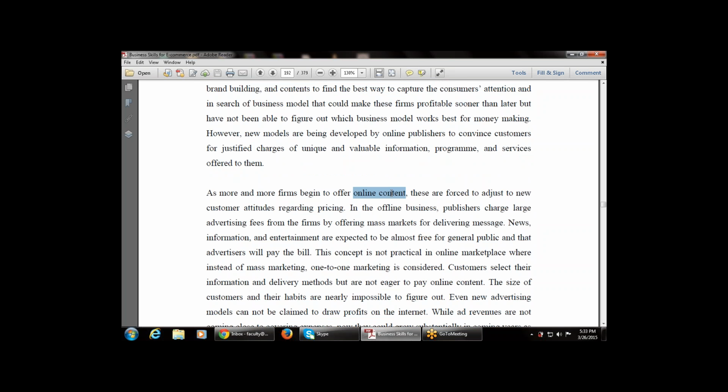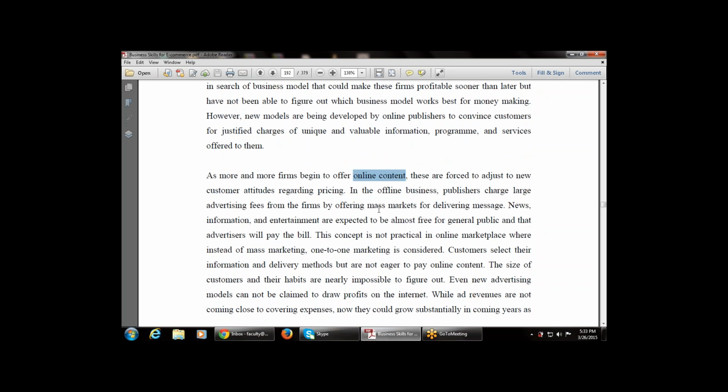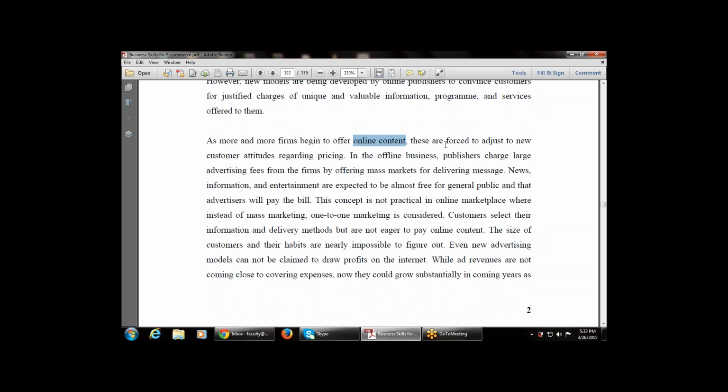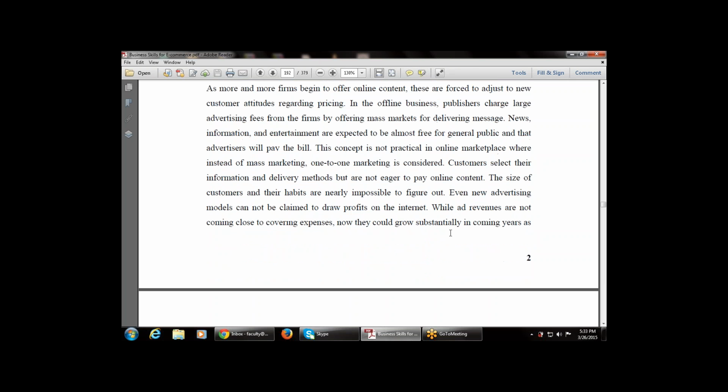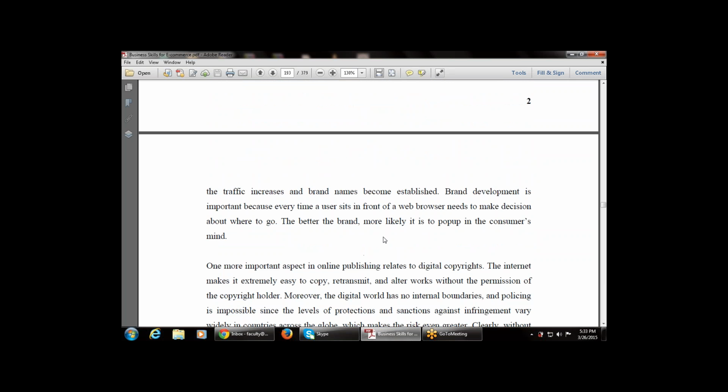As more and more firms begin to offer online content, that is, most firms provide online content, there will be competition in the market, competition over the internet. These firms are forced to adjust to new customer attitudes regarding prices, because every customer wants a lower price. Whichever organization provides the lower price, people are attracted by that price. Customers select their information and delivery method but are not eager to pay for online content. The size of the customer base and their habits are nearly impossible to figure out. Every new advertising model can be claimed to draw profit over the internet.